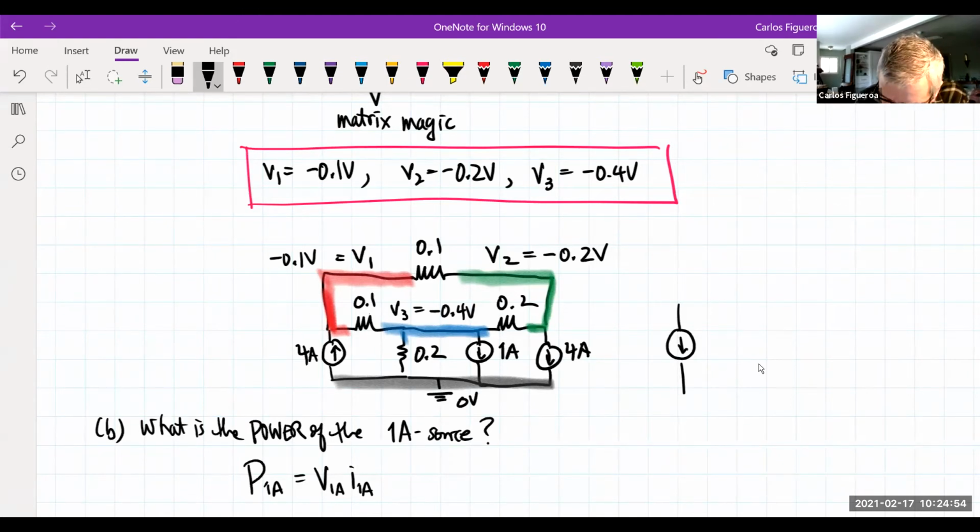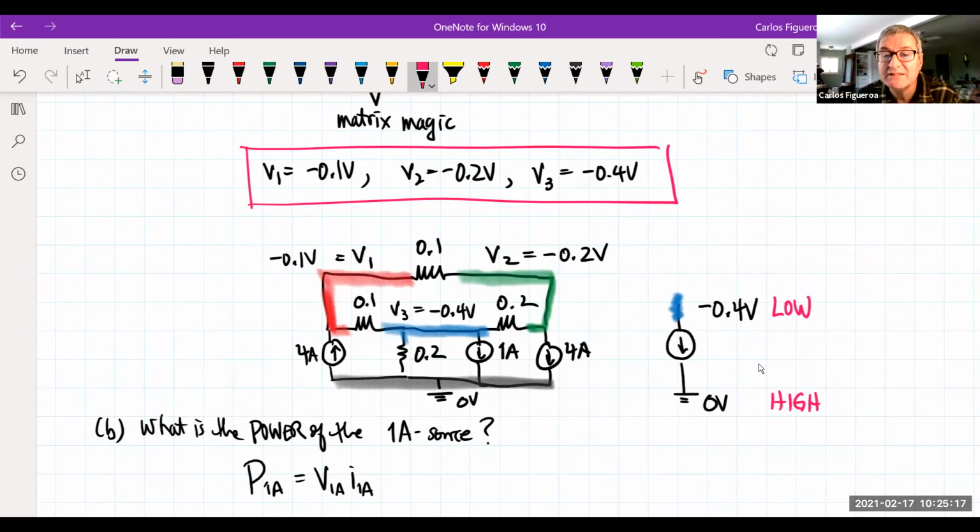So you can see here is that this is ground, which is 0 volts. This node up here, according to our picture, is minus 0.4 volts. So note that minus 0.4 volts represents what? A low, and this represents a high. So the current is entering the lower voltage, going to a higher voltage. So this means, since the current is doing this, this source is then what?